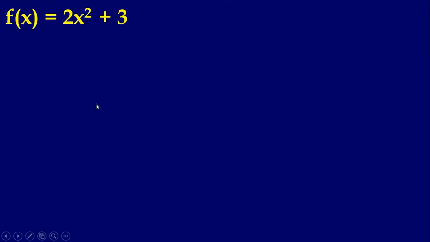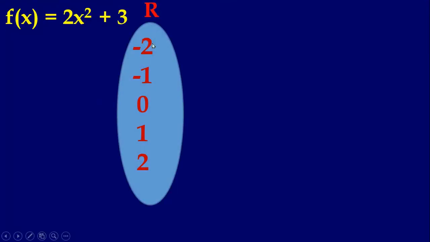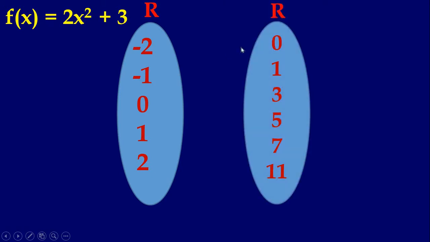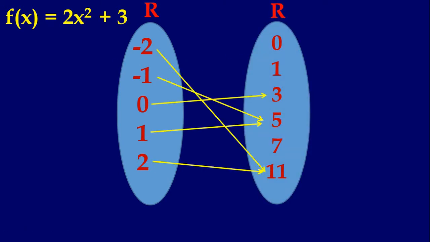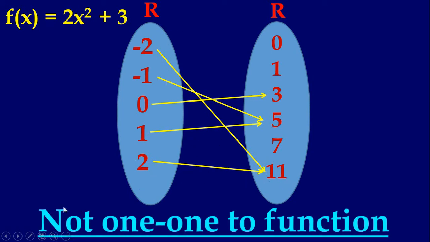We study the diagrammatic representation of this function. We consider the first set is the set of real numbers, and the second set is also real numbers. Now we consider some relation. When x equal to minus 2, minus 2 square is 4, 4 into 2 is 8, 8 plus 3 is 11. Also f of 2: when x equal to 2, 2 square is 4, 4 into 2 is 8, 8 plus 3 is 11. That is, minus 2 and 2 are related with 11 only. Therefore different elements have the same image. So this type of function is not 1-1.